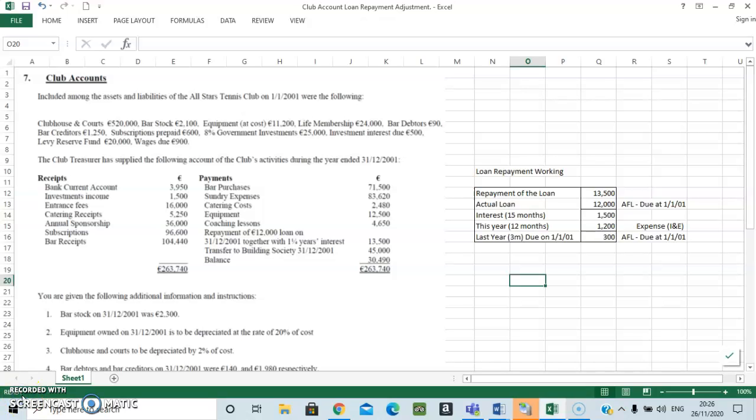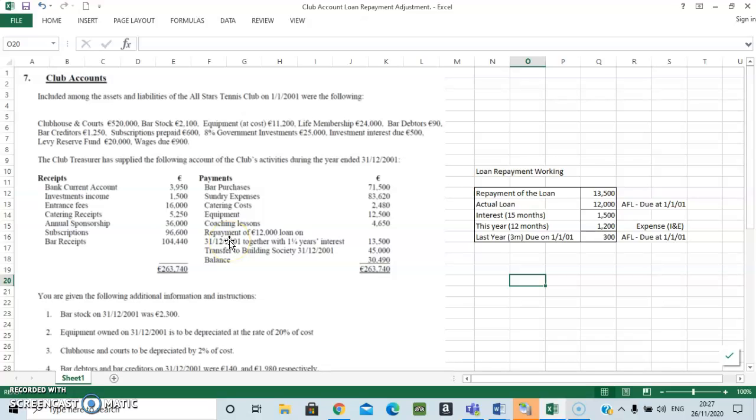Okay, so here we have a club account question from the year 2002, and I just want to take a moment to go through the loan repayment working. So here's a loan repayment and the credit side of the bank account.